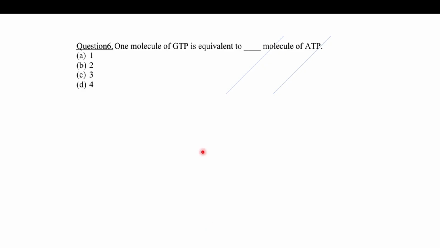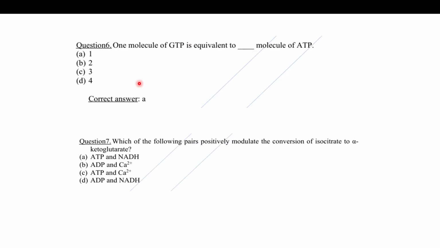All right. Now, one molecule of GTP is equivalent to dash molecule of ATP. One molecule of GTP is equivalent to one molecule of ATP. The option is A. Which of the following pairs positively modulate the conversion of isocitrate to alpha ketoglutarate? The answer is ADP and calcium.